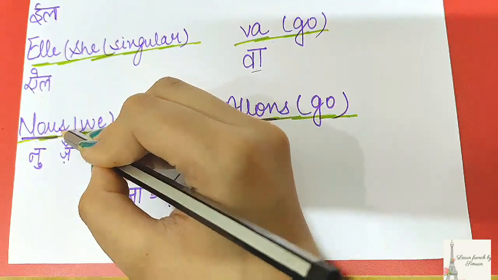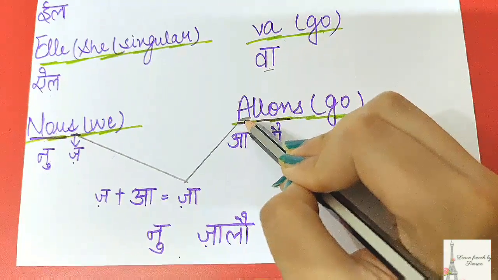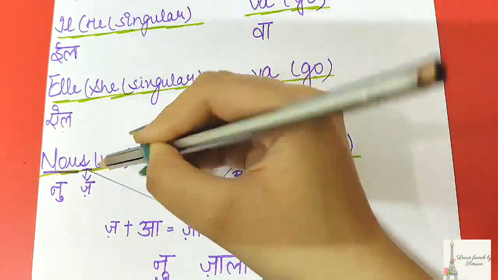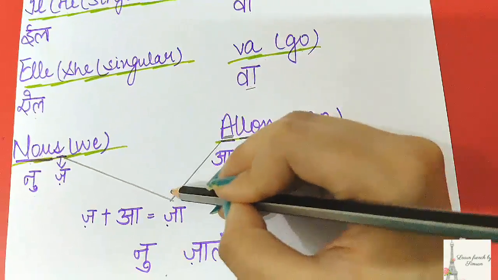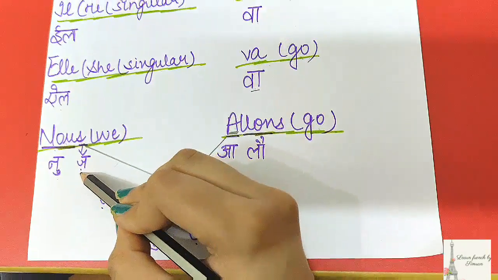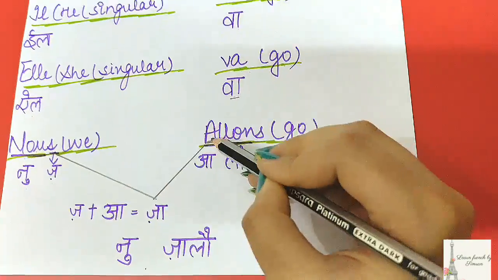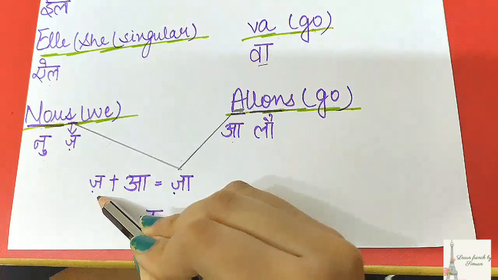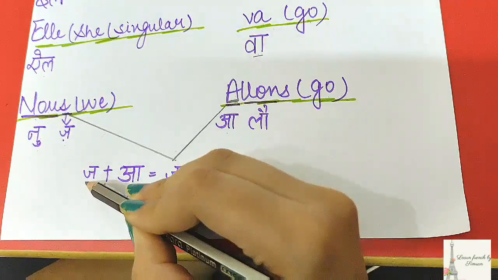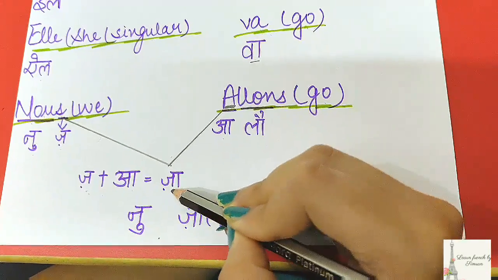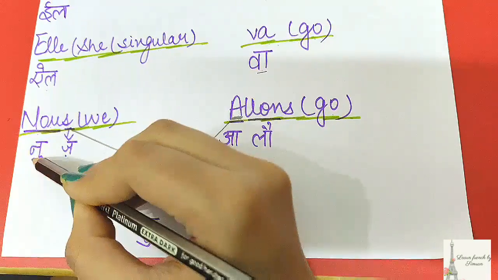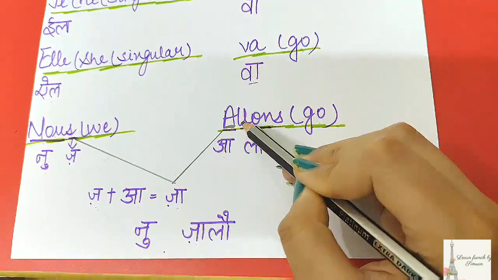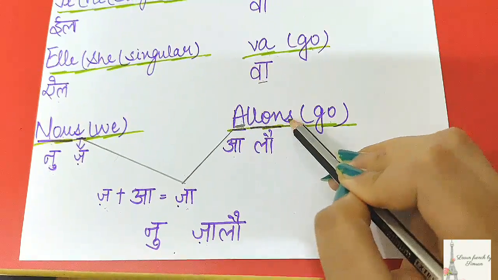So as you can see here, here is S, and the first letter of this word is A, which is a vowel. So we will link and combine these, which will become, now this is pronounced as Z and A is pronounced as A in French. So together it will become za. Z plus A will become za. Okay, so we will pronounce it as nous, za, and this is double L-O-N-S.